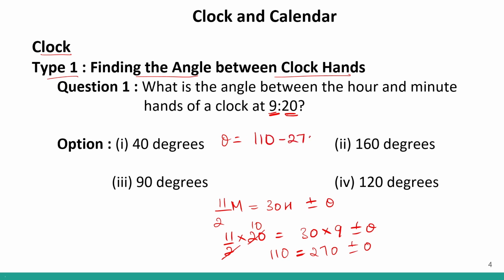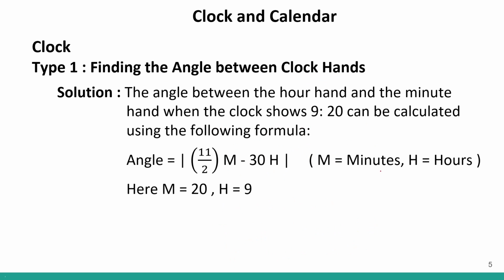Theta will be 110 minus 270, correct? But theta cannot be negative, so I can write it as 270 minus 110. So, what will be the value of theta? It will be 160 degrees. So, the angle between the hour and the minute hand will be option number 2, 160 degrees. Here is the solution. So this formula we used.